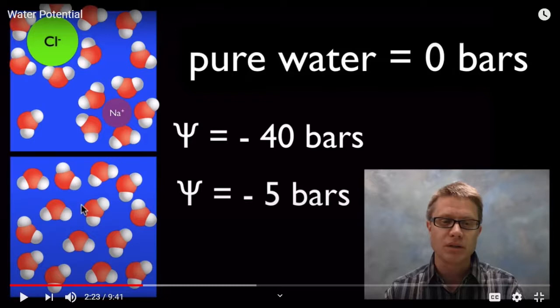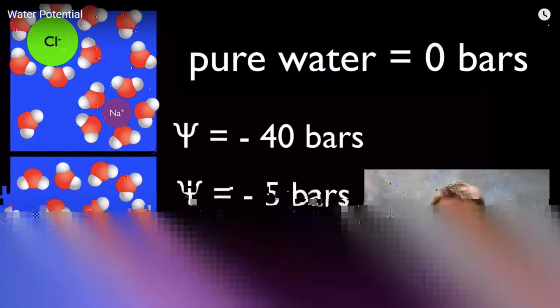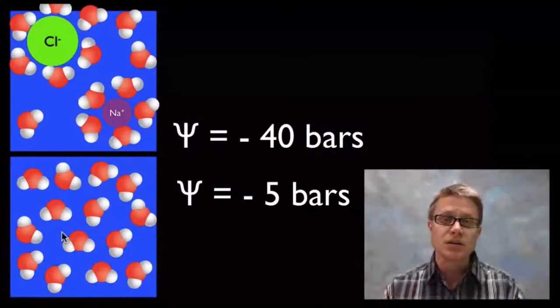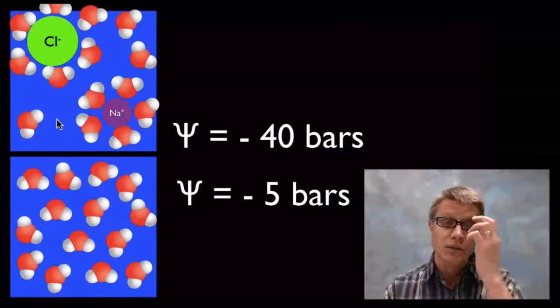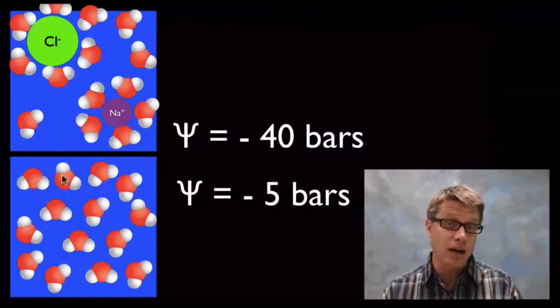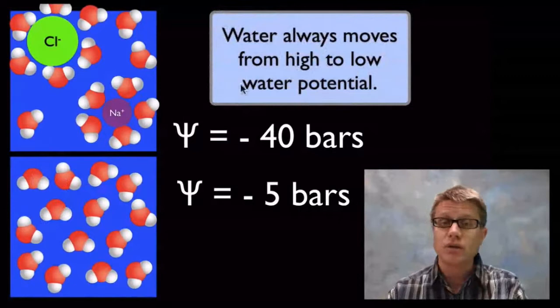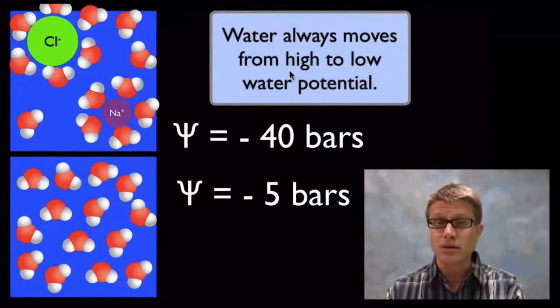So let's go on to water potential. And so the water is going to flow from here into here. So the water is going to flow from an area of high water concentration to low concentration. Or it's going to flow from an area of high water potential to low water potential. And that's what you want to remember. Always going to flow from high to low water potential.